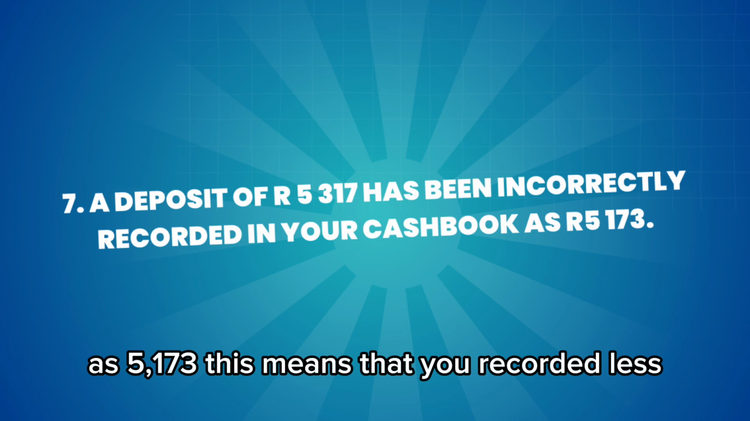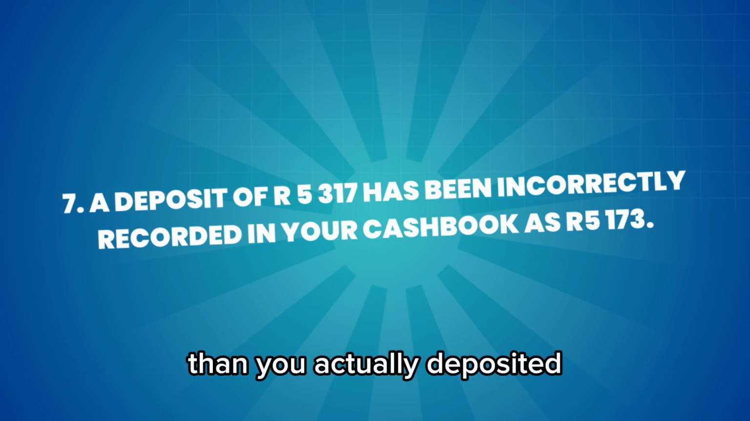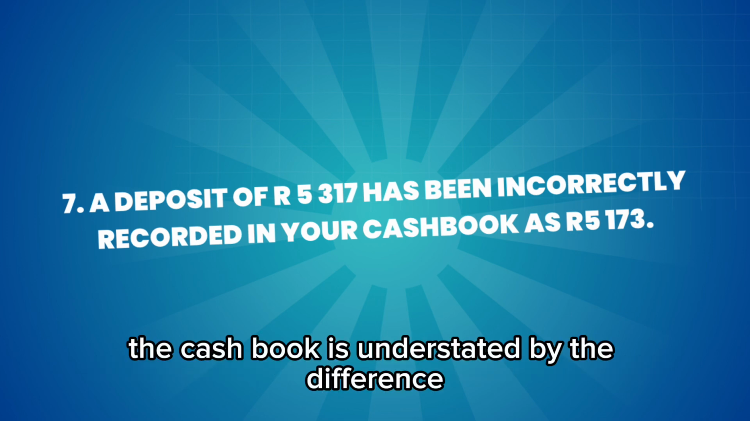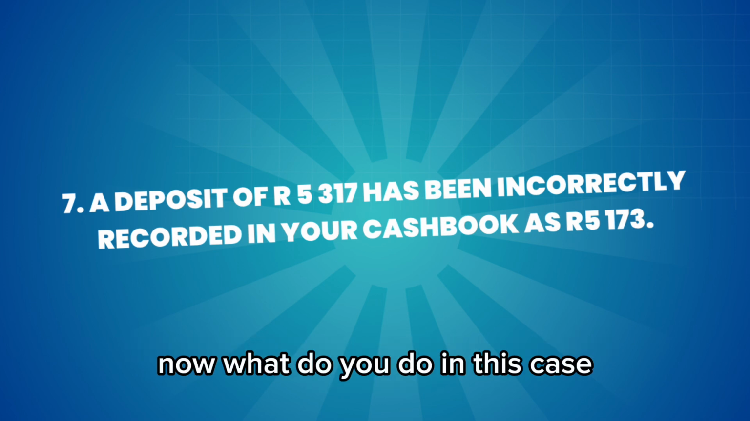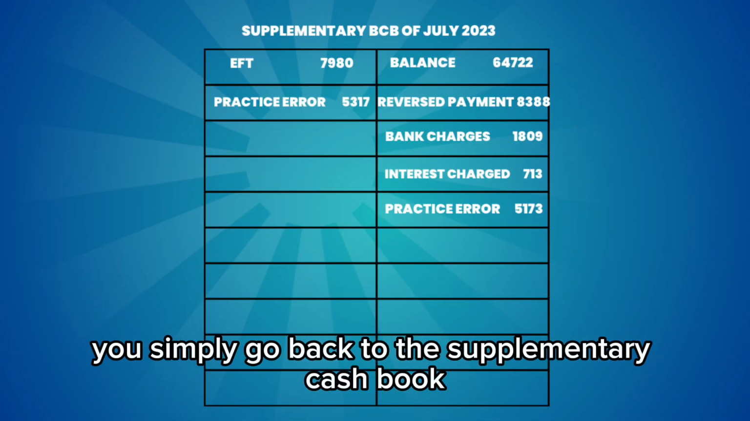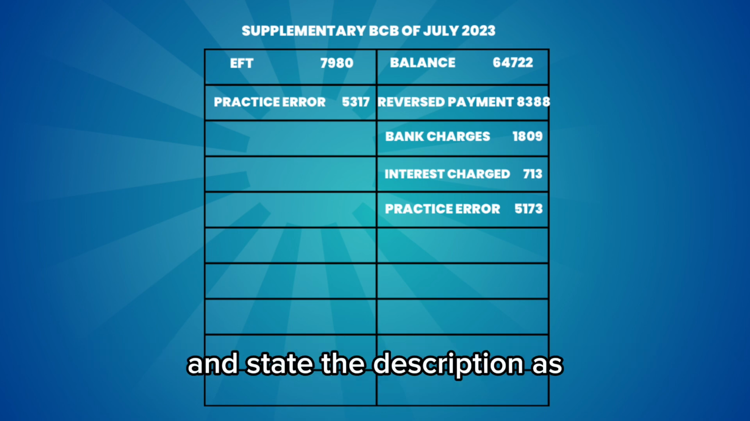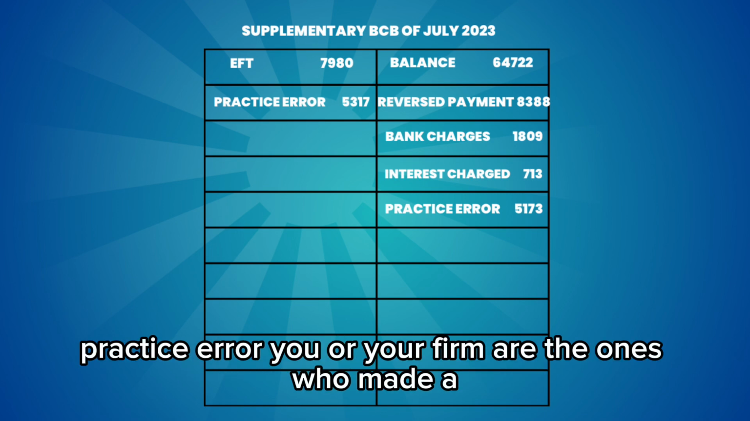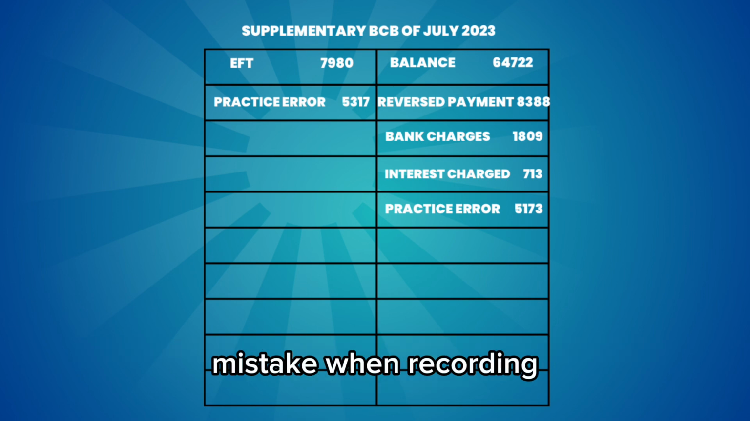This means that you recorded less than you actually deposited. The cash book is understated by the difference. Now what do you do in this case? You simply go back to the supplementary cash book and state the description as practice error. You or your firm are the ones who made a mistake when recording.